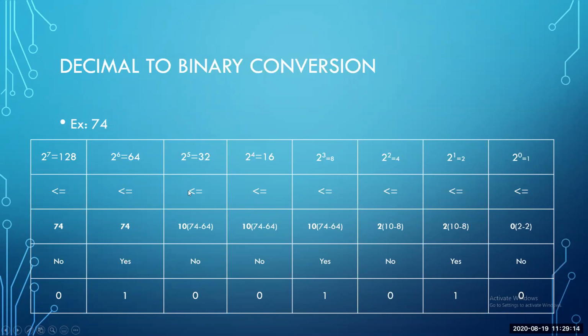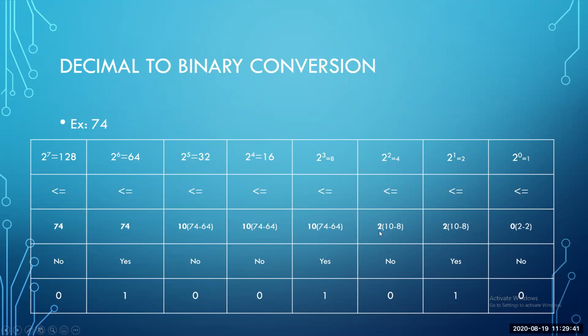Is 32 less than or equal to 10? I got 10 from subtracting 64 from 74. No. Put a 0. Since we didn't use 32, we just carry this over. Is 16 less than or equal to 10? No. Again, we didn't use 16, so we carry this over again. Is 8 less than or equal to 10? Yes. We put a 1. Subtract 8 from 10. We get 2.